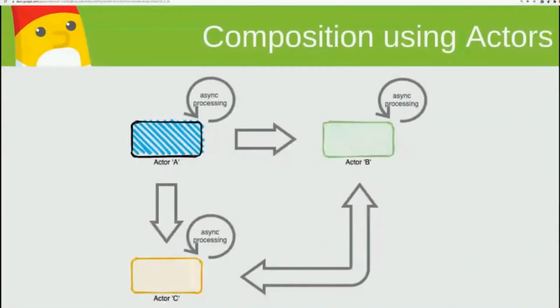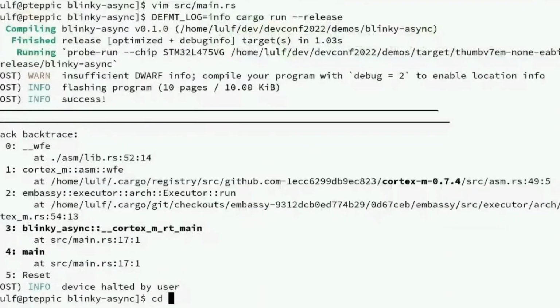So let's go to the next step, which is actors. I need to speed up a bit. So actors are something used in web frameworks, and people are familiar with Akka, which is a framework for composing actors. And the actors are really async tasks that receive some messages in their inbox. They check this and then they act on that state. And that's what Drogue Device is about.